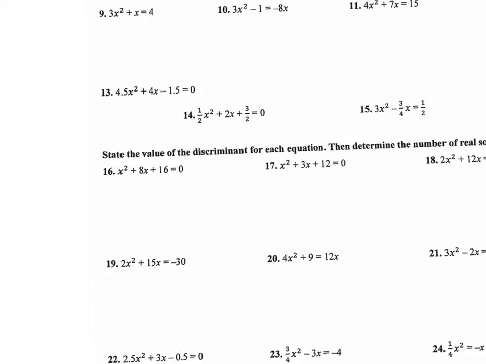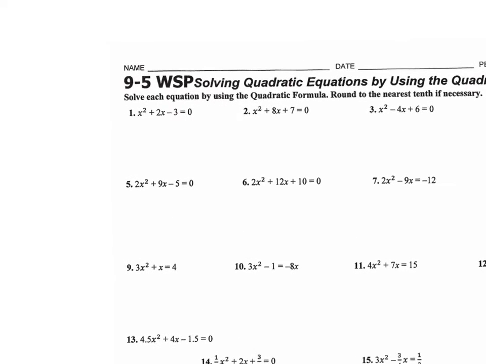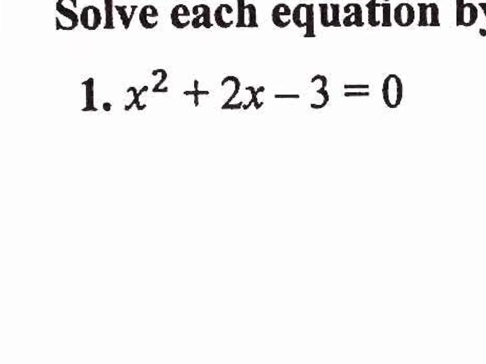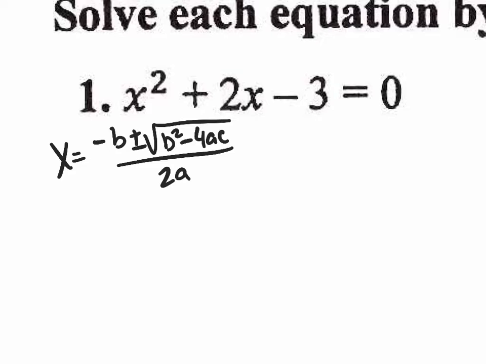The second half is telling us to find the value of the discriminant only, not to do the whole thing, just the discriminant only. So on the first half, it's all about the quadratic formula. Let me do number 1. So let's first write down the quadratic formula. X equals negative b plus or minus the square root of b squared minus 4ac divided by 2a.